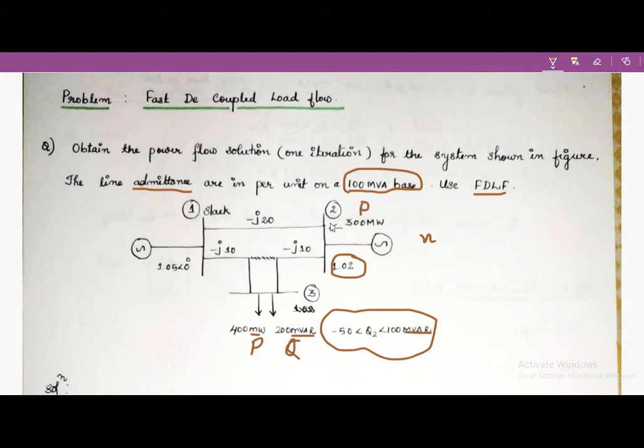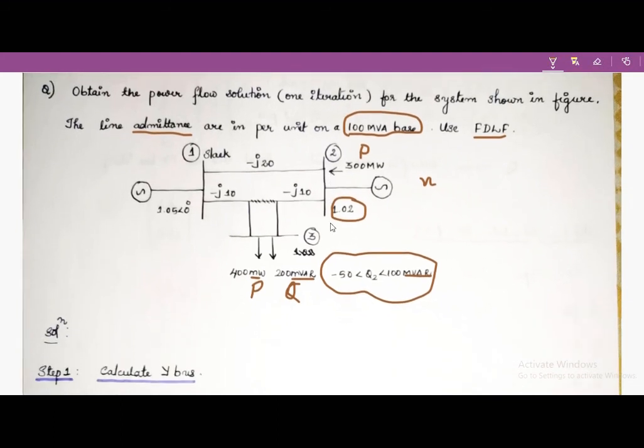Is it clear? I hope the analysis of the question is clear to you. And whenever you get a question like this, please analyze the question in this fashion. Which parameters are given, what can be the type of bus, whose magnitude is given, whose angle is given, whether a limit is given, any other constraint is given, like that. Completely analyze the question and then only we proceed with the problem.